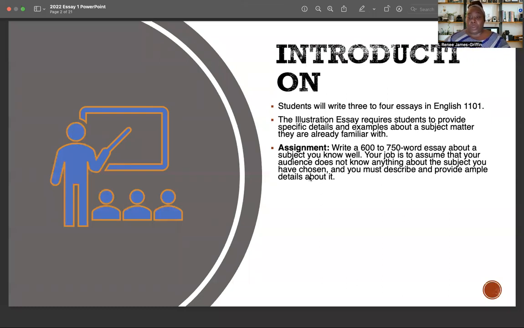Students will write 3 to 4 essays in English 1101. The illustration essay requires students to provide particular details, specific details, and examples about a subject matter they are already familiar with. The assignment is going to require you to write 600 to 750 words. So this is a 600 to 750 word essay about a subject you know very well.